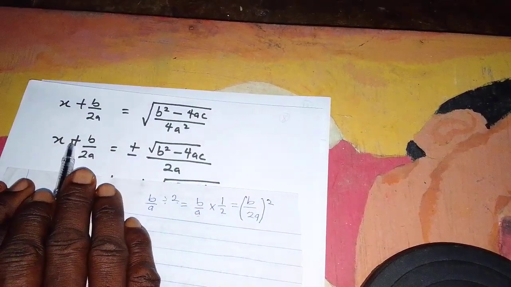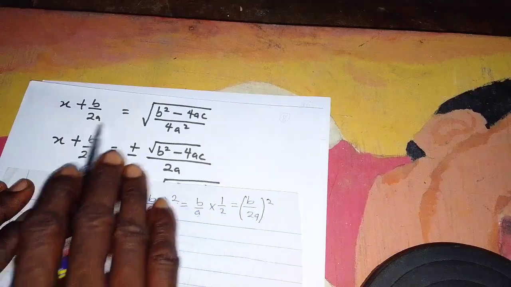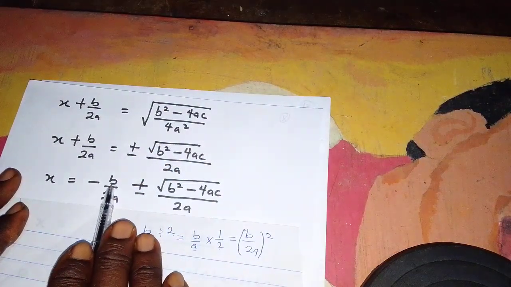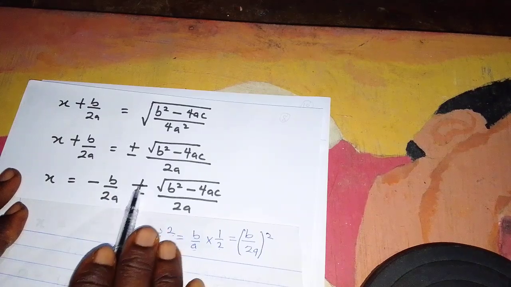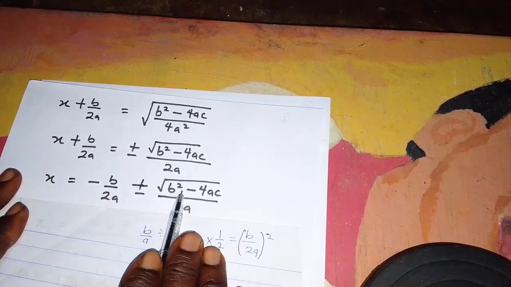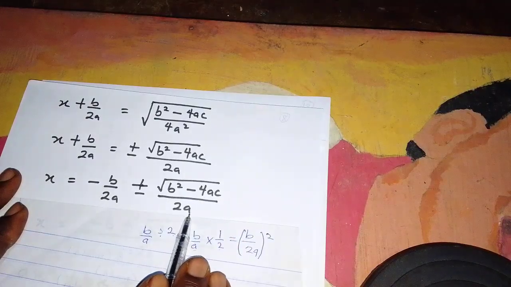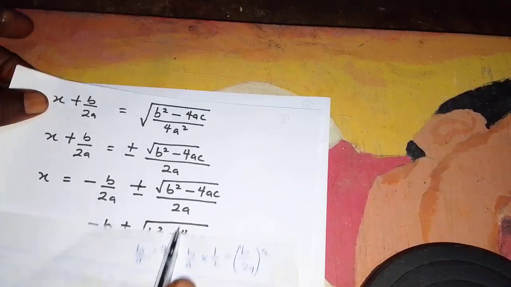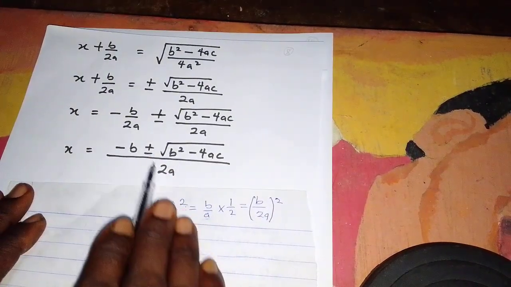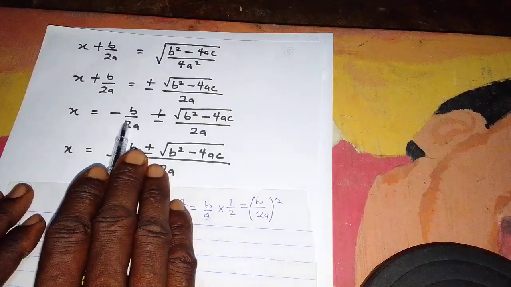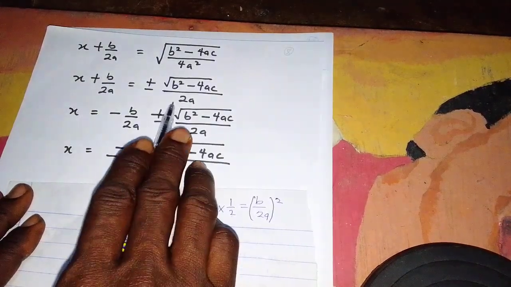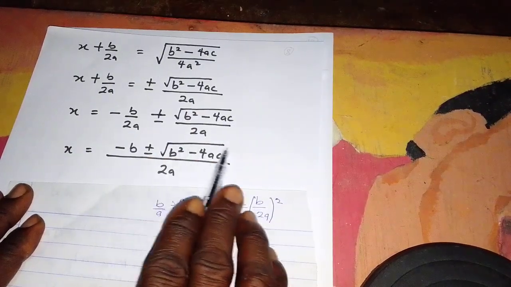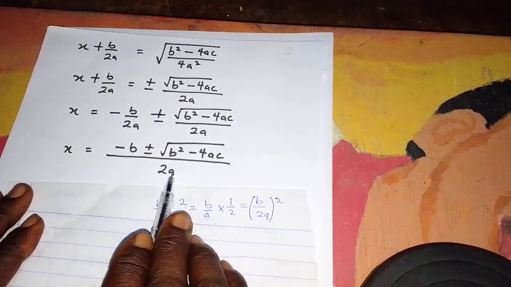So now from here, you bring this plus b over 2a to the other side. This plus, when it comes here, turns to minus: x equals minus b over 2a plus or minus the square root of b squared minus 4ac over 2a. The LCM of 2a and 2a here is 2a. How many 2a are in 2a? We have 1. 1 times b will give us minus b plus or minus, 2a in 2a is 1, 1 times the numerator will give us the square root of b squared minus 4ac, over 2a.